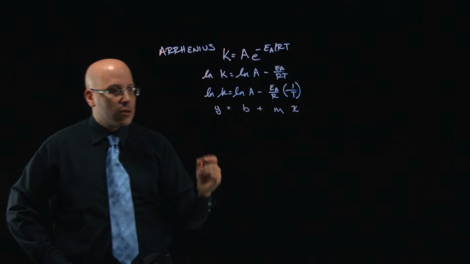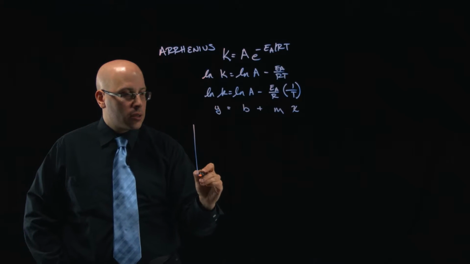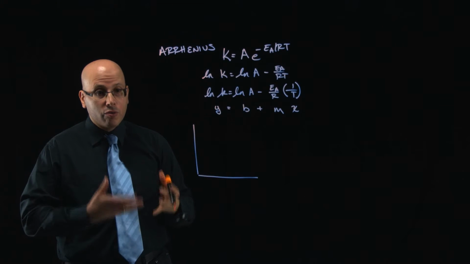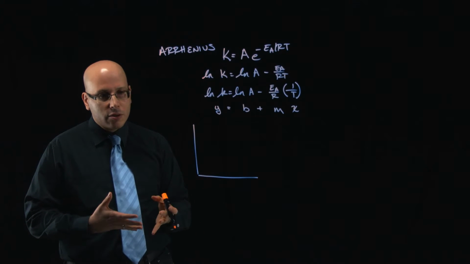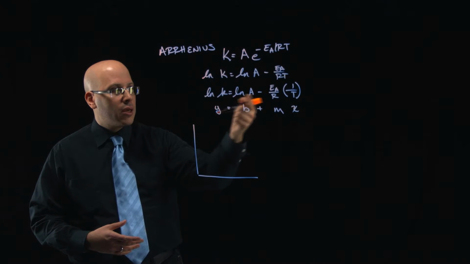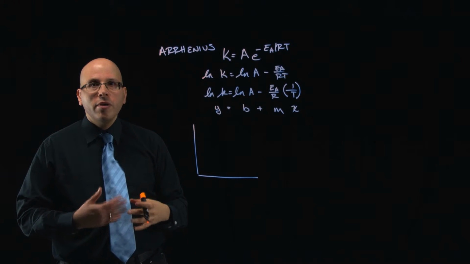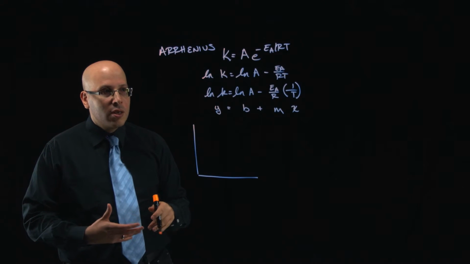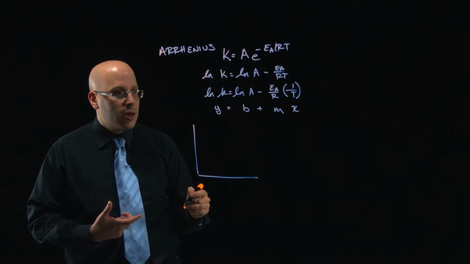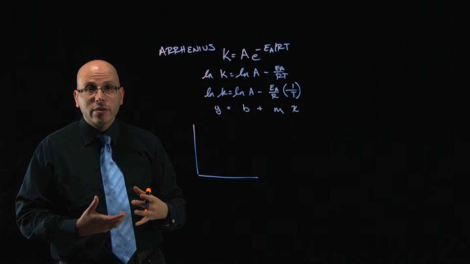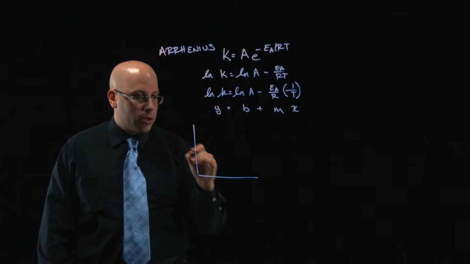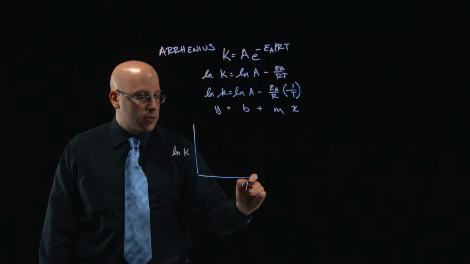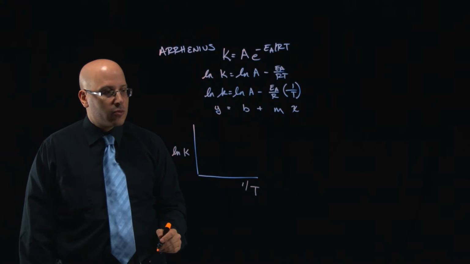So what you would do experimentally is get a bunch of data points, okay? You measure the rate of a reaction at a certain temperature. So I know the k at a certain T, and I repeat this over and over again. I do this for a series of temperatures, and I get a series of rates. And instead of plotting the actual rate constants versus temperature, I plot the natural log of this rate constant versus the reciprocal of the temperature, 1 over T.